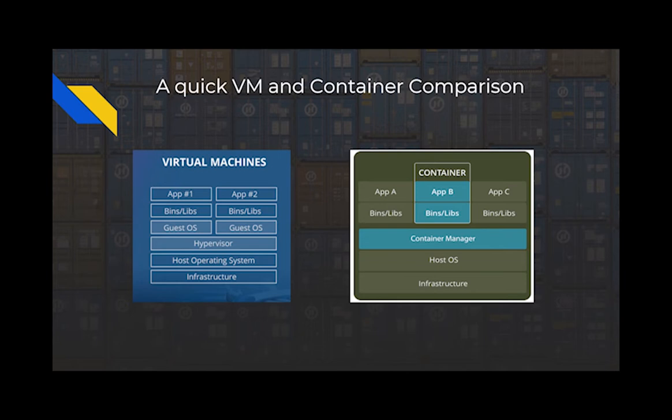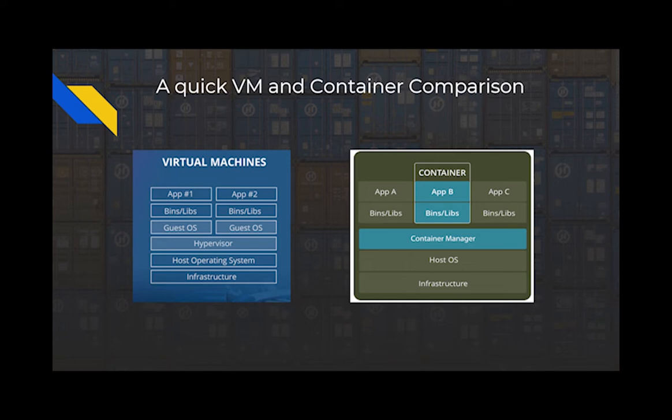And then you have a quick VM and container comparison. As you see on the left here, the virtual machines, starting from the infrastructure, which is basically the hardware, you have a host operating system, so your main operating system, and then you have a hypervisor, which allows the virtualization component, and then you have your 2 virtual machines, App1 and App2. They both require a guest OS. They both require binaries and libraries, and you have your 2 applications.